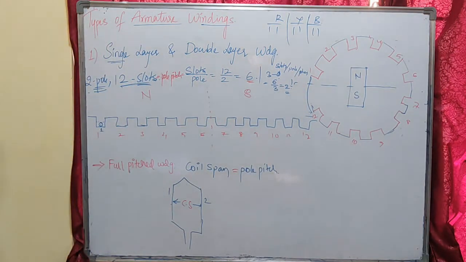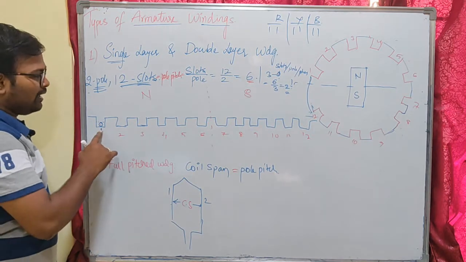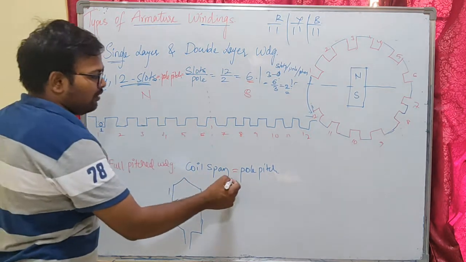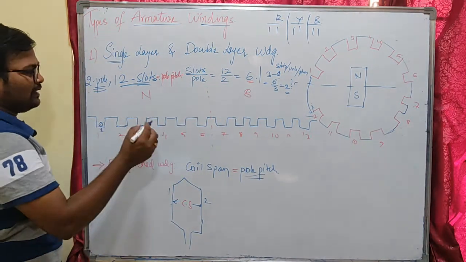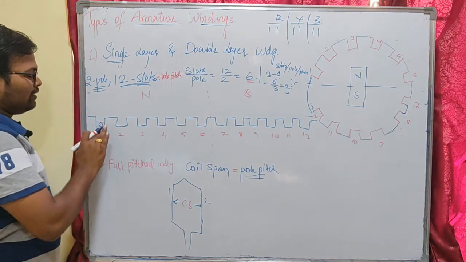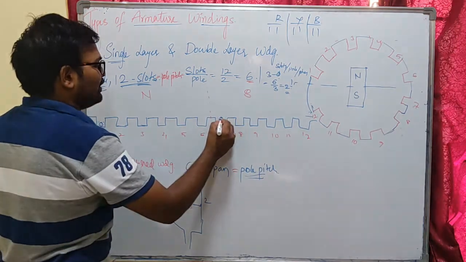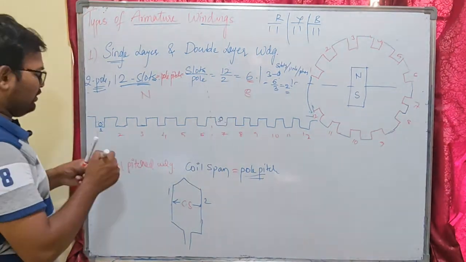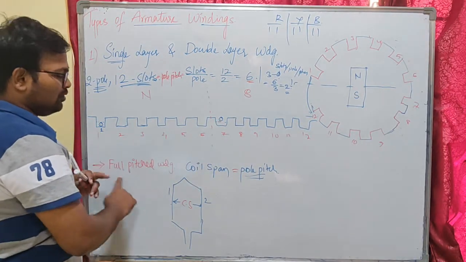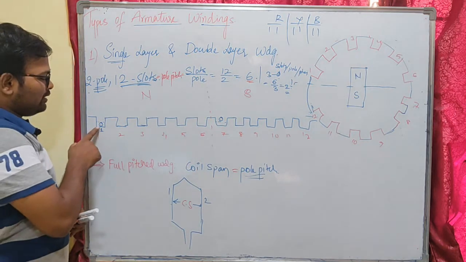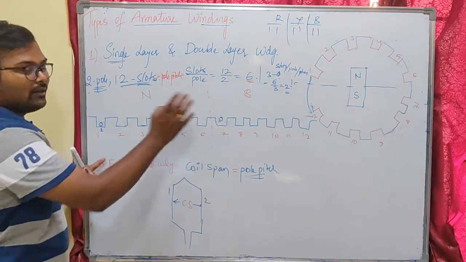Okay, now if I keep my one coil side here, for full pitch winding you have to keep the other coil side of the coil after one pole pitch. What is the pole pitch here? 6. That means after 6, that is 1 plus 6, you will keep the second coil side in the 7th slot. So you are placing the 2 coil sides 1 pole pitch away, that means the coil span equals the pole pitch for a full pitch winding. You can see one coil side is placed on the lower deck of the slot, and another coil side of the same coil is placed on the upper deck of the slot.